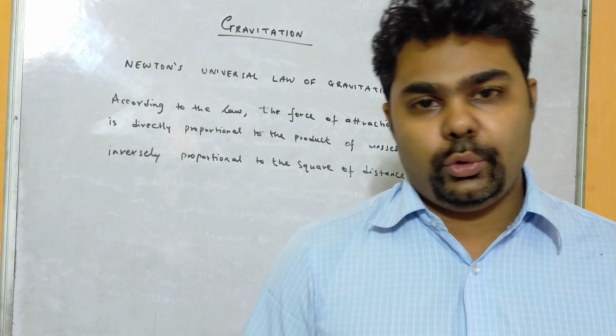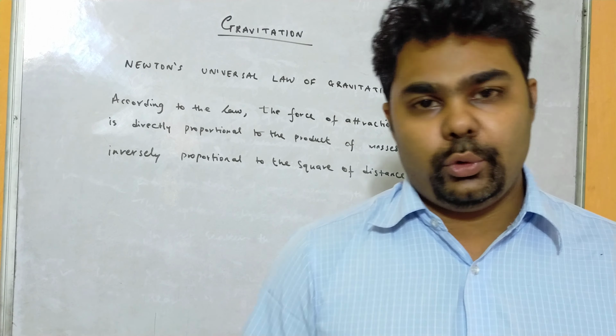So the universal law of gravitation states that the force between two objects is directly proportional to the product of two masses and inversely proportional to the square of the distance between them. When the proportionality sign goes, we get a constant of proportionality called the gravitational constant. So what is the definition of the gravitational constant? When we cross multiply, we get capital G equals F into R square divided by M1 M2.